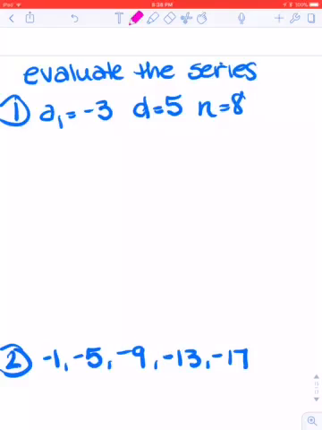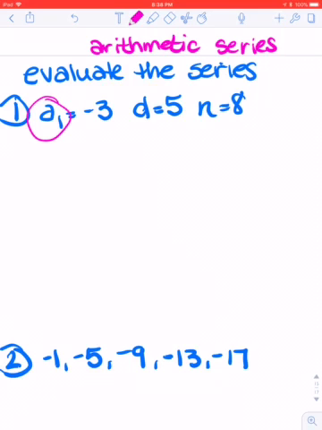Okay, guys, let's go over a review of evaluating the series. Now remember, all of the ones that we are going to look at for tomorrow are going to be based on being arithmetic series. So you add to get from term to term. Now, based on the values that you have, determine the formula that you're going to use.